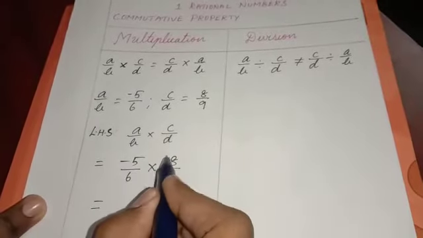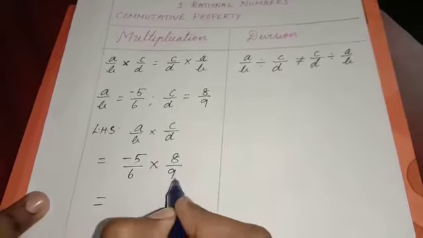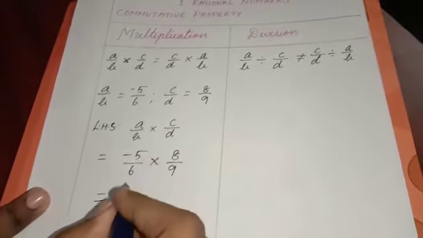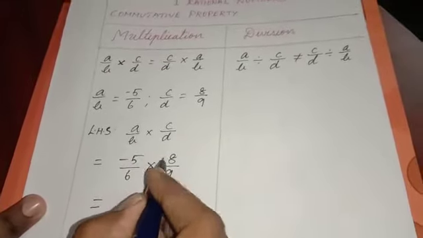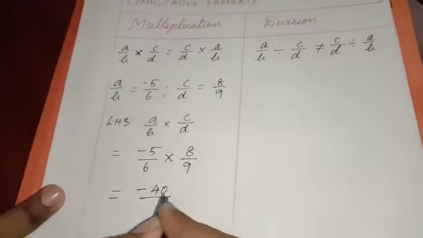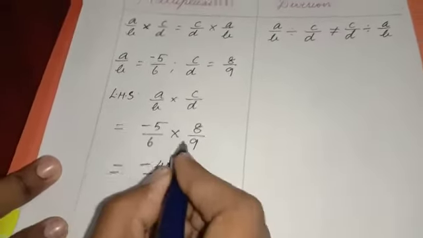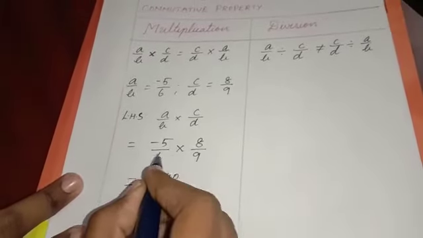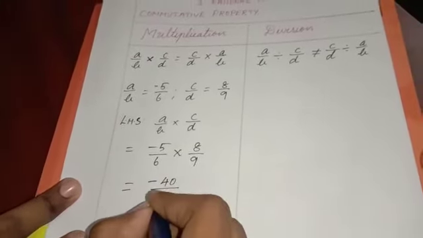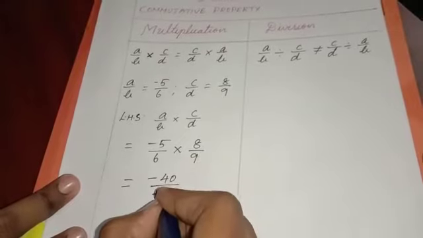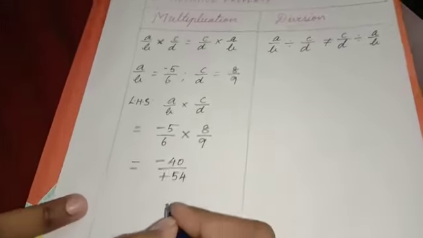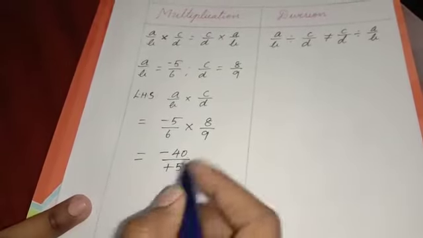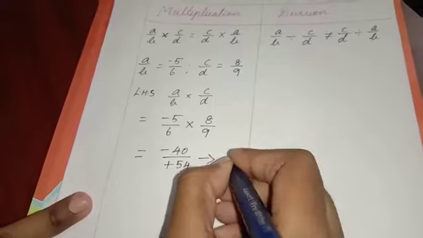Just directly multiply numerator with numerator, denominator with denominator. 5 8s are 40. Minus 40. Why? Minus into plus, minus. And 5 8s are 40, so minus 40. Here plus into plus. 6 has plus, 9 also has plus, so I can write plus. 6 9s are 54. So after multiplying we got minus 40 by 54. Let us consider this as 1.